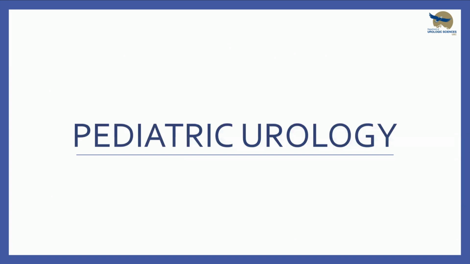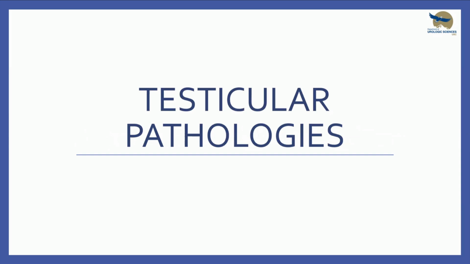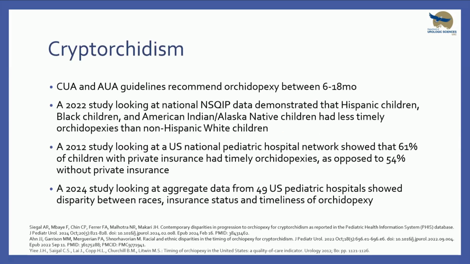So now I'd like to discuss what literature is out there specific in urology, looking at different disease states. I want to start first with pediatric urology, and we'll start by looking at testicular pathologies. So for cryptorchidism, you'll recall that both CUA and AUA guidelines recommend orchidopexy between 6 to 18 months of age. And there are a few studies looking at timeliness of orchidopexy.